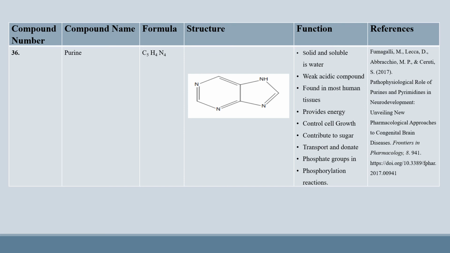essential coenzymes, contribute to sugar transport, and donate phosphate groups in phosphorylation reactions. Purine exists as a solid, soluble in water, and is a very weakly acidic compound. Purine has been found throughout most human tissues and has also been primarily detected in saliva.